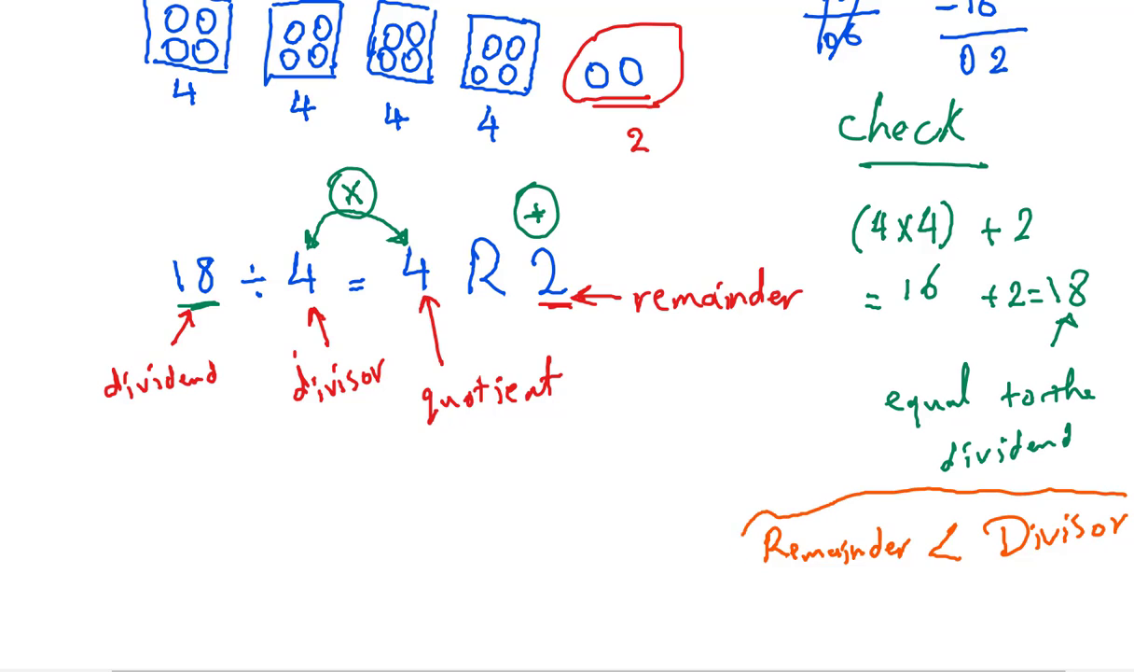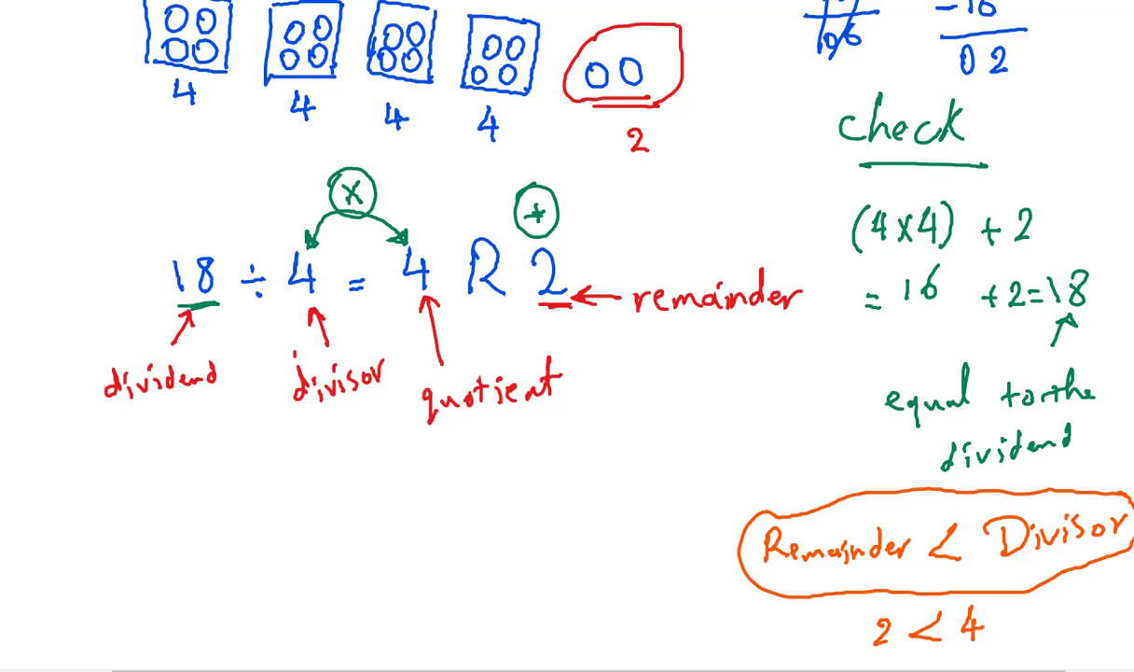So in this question, the remainder is 2, and 2 is less than 4. So we did it correctly. Okay, my heroes, that's how we use the pictures to divide. We can do it another way without using pictures.